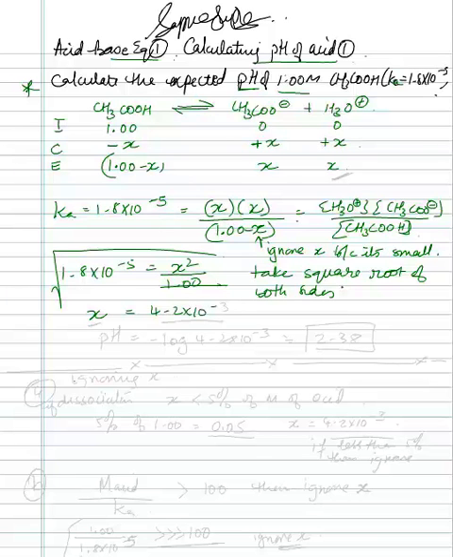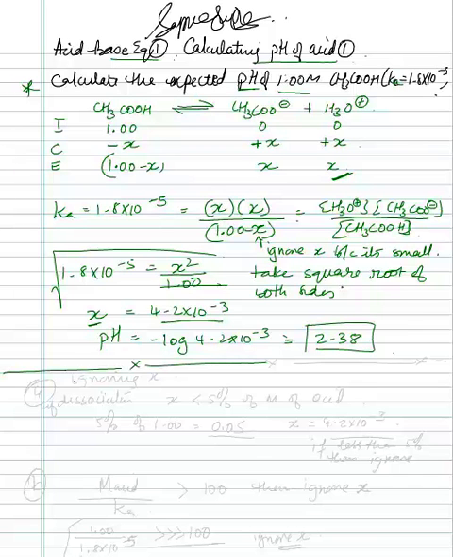And then once you do that, X turns out to be 4.2 times 10 to the negative 3. And so then the pH is going to be the negative log of 4.2 times 10 to the negative 3. Don't forget, 4.2 times 10 to the negative 3 is X, and X is also our hydronium ion concentration. So then our pH is 2.38. That's the final answer for this.